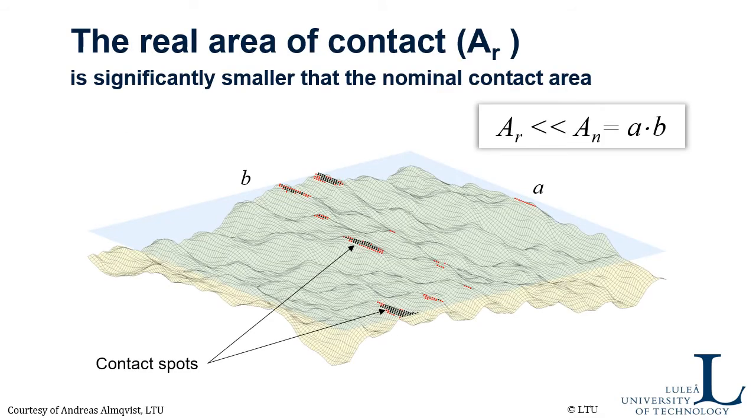Okay. This is a nice illustration of a rough surface coming into contact with, in this case, a nominally flat surface. So you can see here that when you do that, the nominal size of the contact is B multiplied by A. That's what you normally call the nominal contact area, while the real area of contact is only in those spots here where the surface actually touches the other surface. So it's only small tiny spots here. The real area of contact is always much smaller than the nominal contact area. That is something to remember.